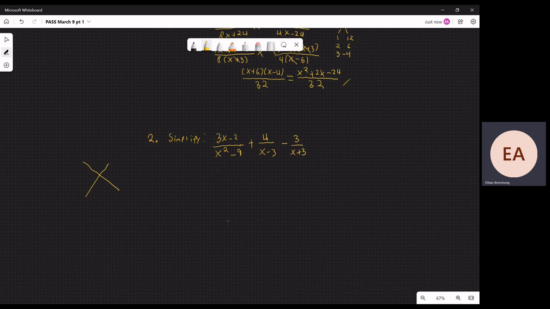All right, next up we have question number 2. We want to simplify this expression, and we're going to be doing this by finding the lowest common denominator and then adding the terms together. So the first thing you want to notice is that there's a perfect square in the denominator of the first term. So we're going to expand that out.